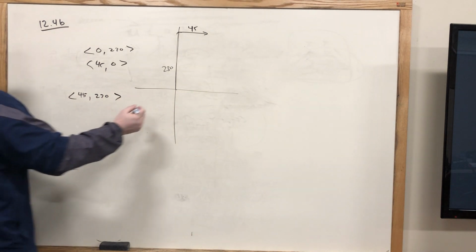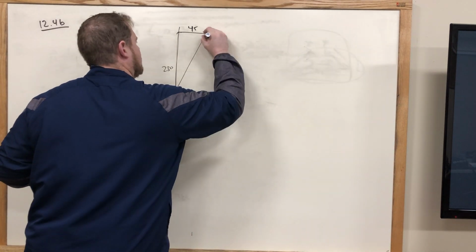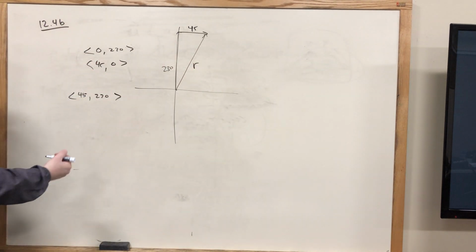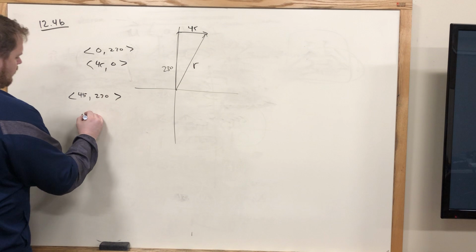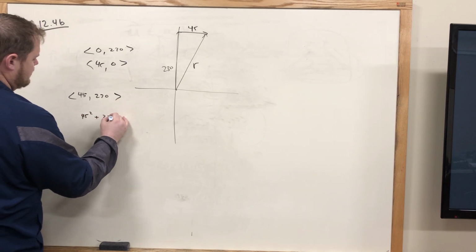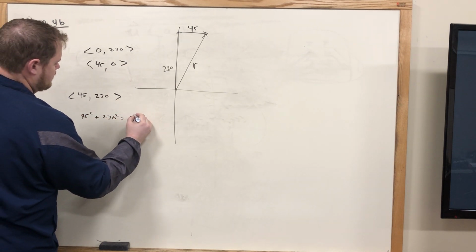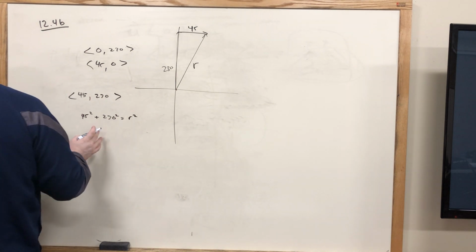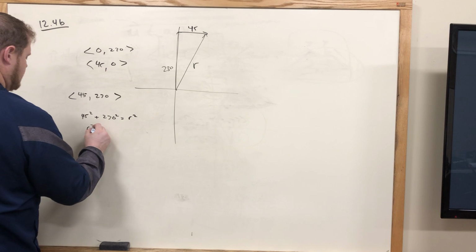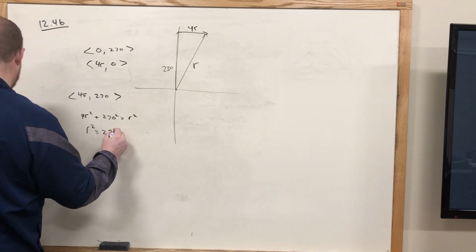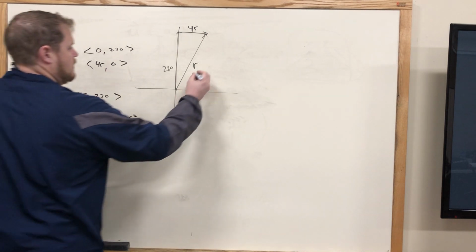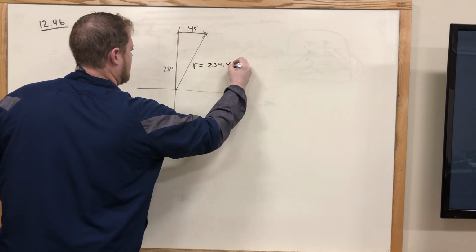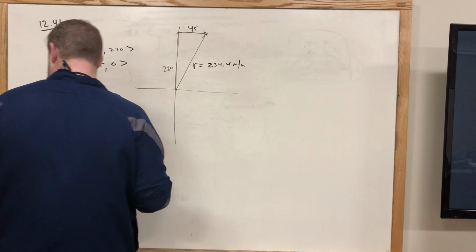Now what do I do? I need to find the R. What I'm looking for is this line, the R. So what would that be? 45 squared plus 230 squared equals R squared. Do the math, and we get R equals 234.4 miles per hour.